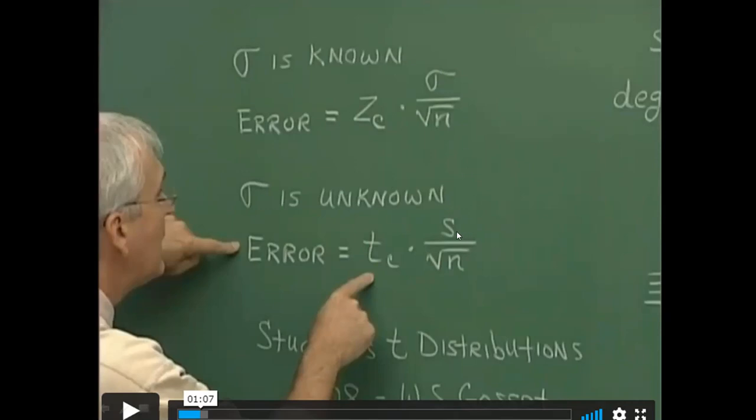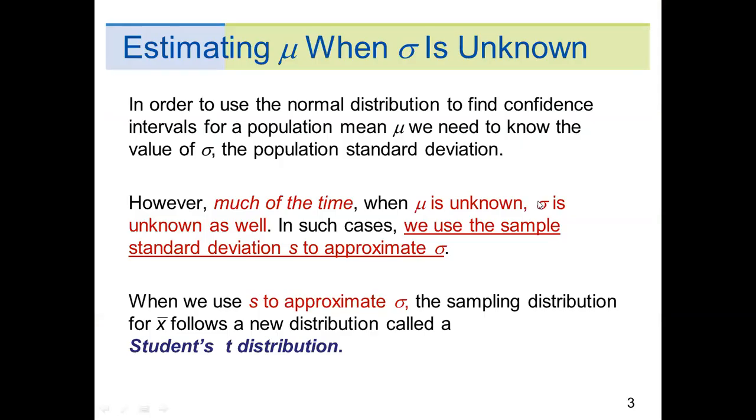We don't know sigma, but we're given S. We went to a table and found the Z-score; well, now we're going to go to a different table and find a T-score. This is 7.1, this is 7.2. That's the distinction. These values change, and you don't know this, but the square root of n doesn't change at all. That's the whole key to this.